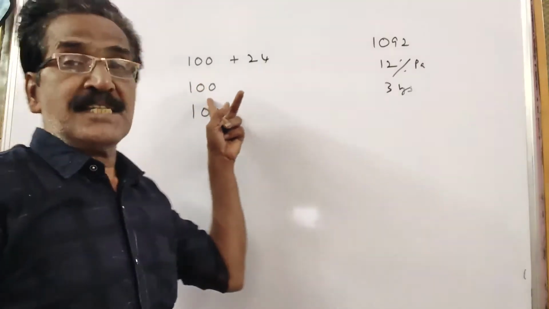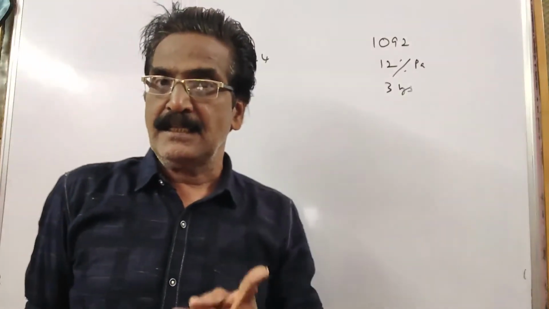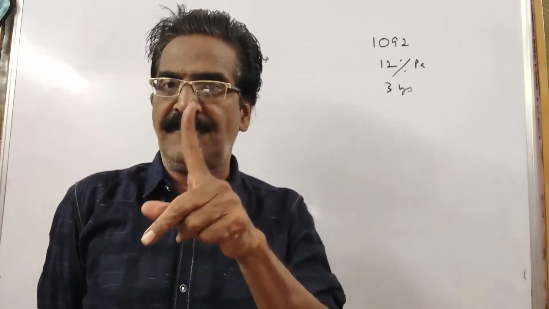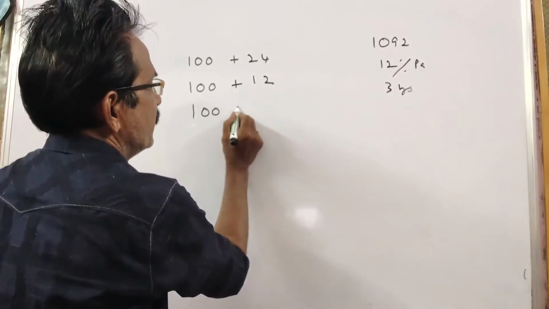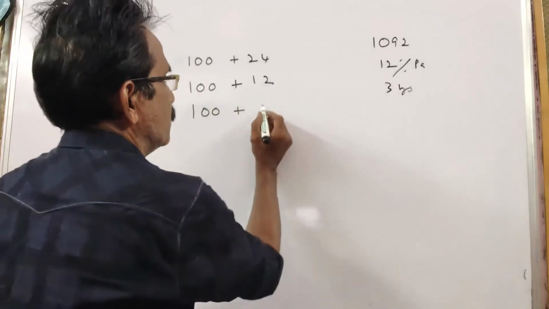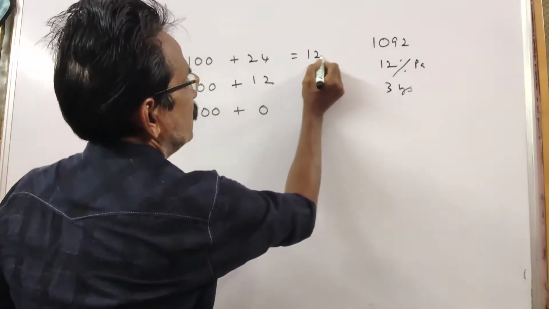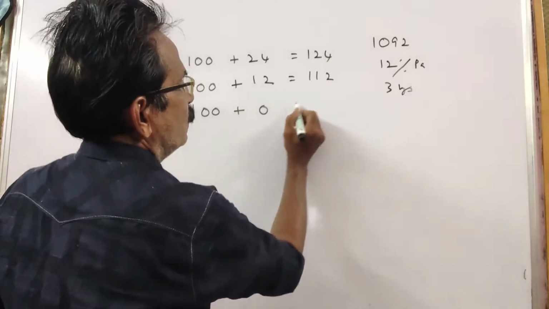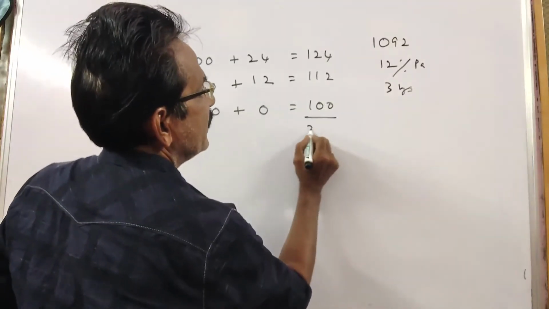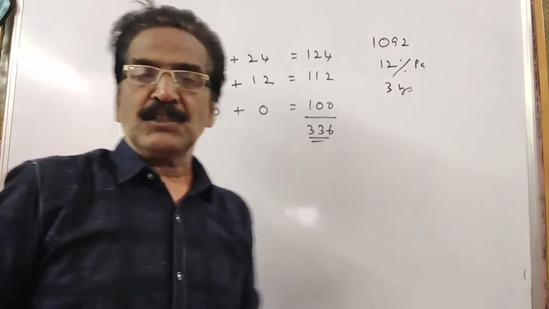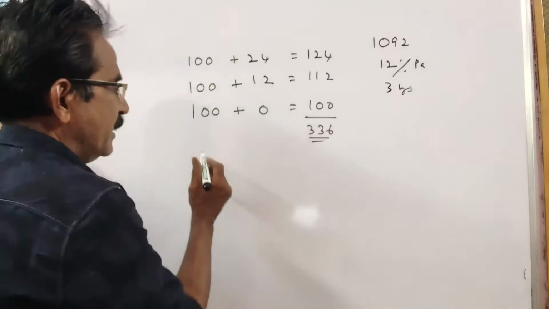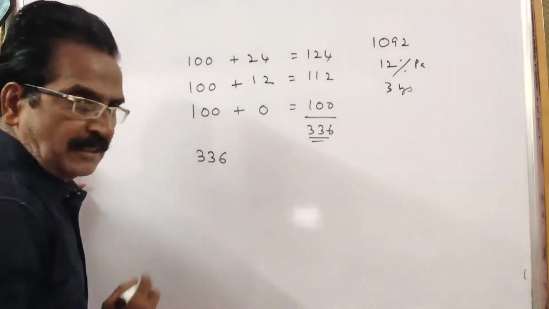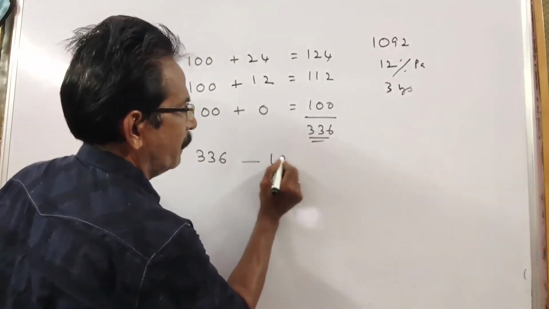The installment you pay at the end of the second year will fetch interest for 1 year only. So 1 into 12, 12 rupees. The installment you pay at the end of the third year will fetch no interest, that is 0 interest. So the total amount you pay is 124, 112, 100, that is 336 rupees. So if the total due is rupees 336, your installment must be 100.